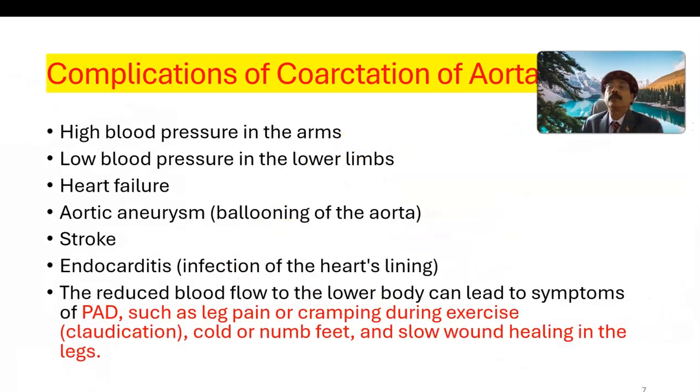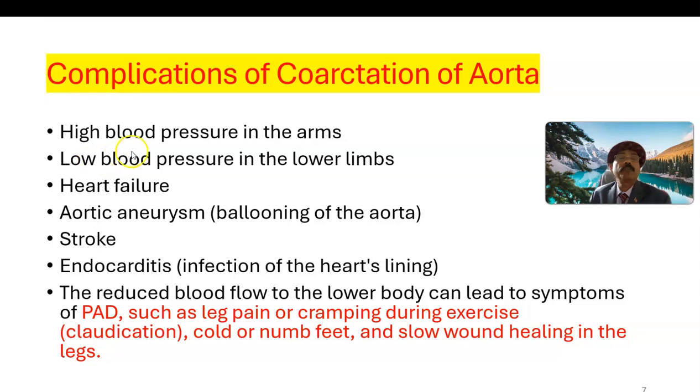Complications of coarctation of aorta. What are the complications? High blood pressure in the arms and certainly high pulse volume. Low blood pressure in the lower limb, and also there may be very feeble pulse in the popliteal artery, posterior tibial artery, dorsalis pedis artery. Even the femoral artery pulse may be feeble.